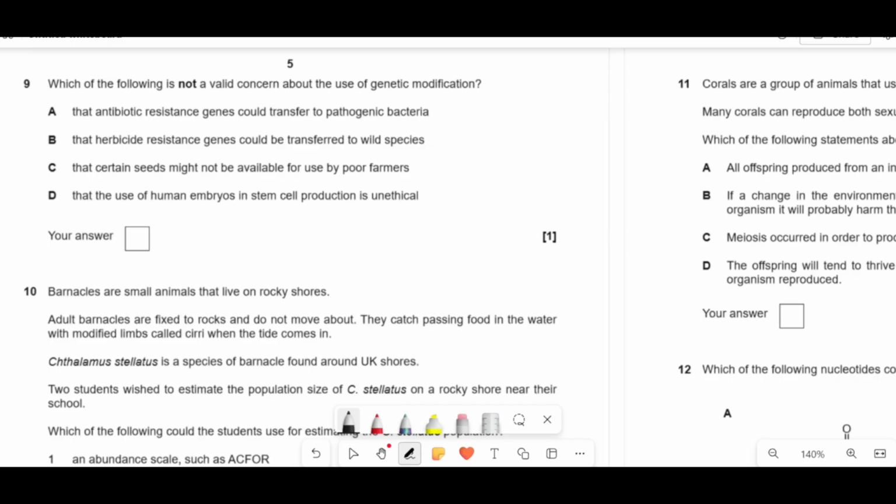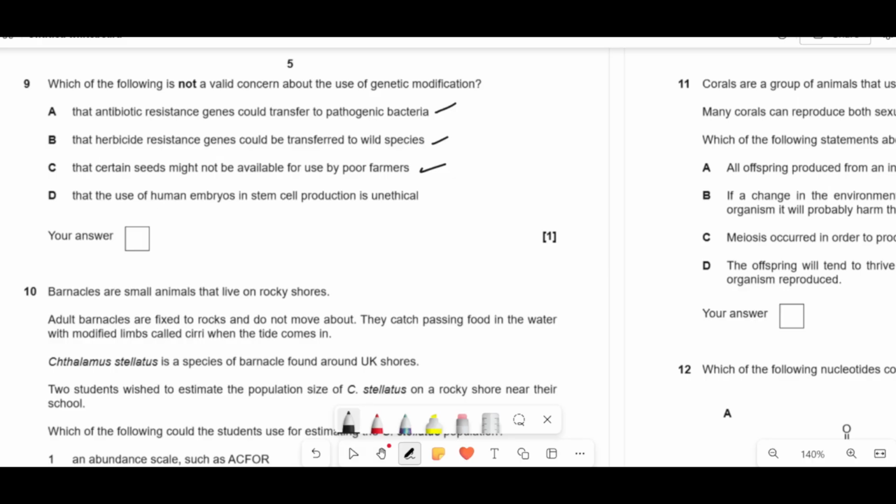Which of the following is not a valid concern about the use of genetic modification? So this could be a problem because of antibiotic resistance genes. Same for herbicide resistance genes as well. Certain seeds might not be able to be used by poor farmers. Again, yes, because if poor farmers can't afford this fancy genetically modified wheat plant or something, that's not going to be a good idea.